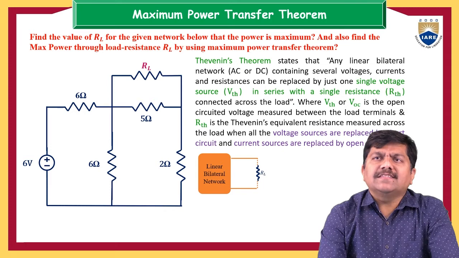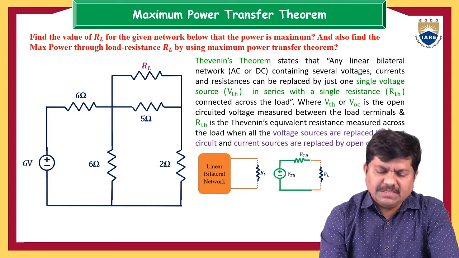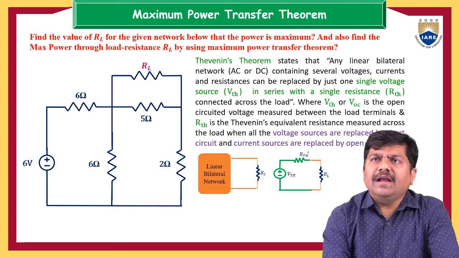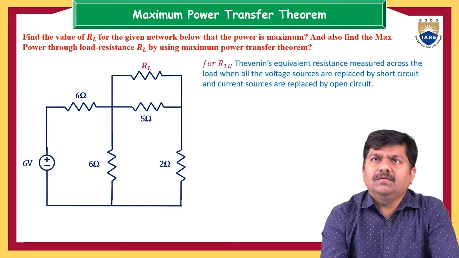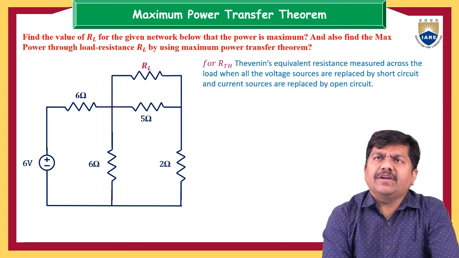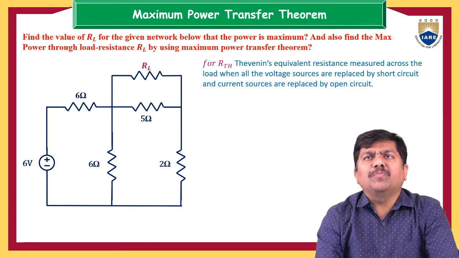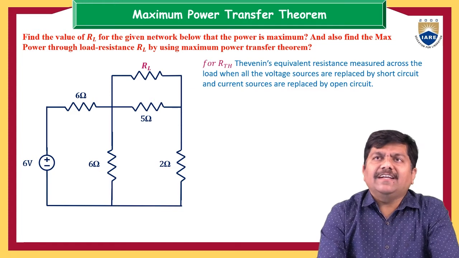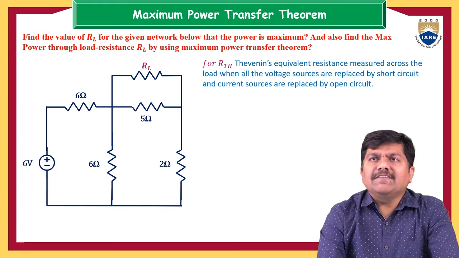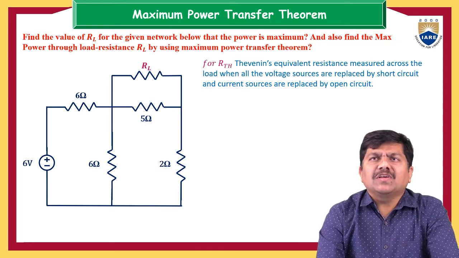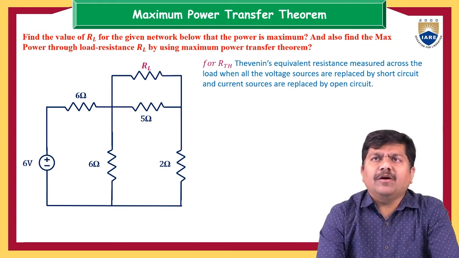So finally this type of circuit can be equivalently represented by means of a voltage source VTH and RTH, and in series with this RTH you can see some load resistance. So how can we calculate this RTH? Of course, we have discussed many times the method to calculate the open circuited voltage or Thevenin's voltage and the Thevenin's equivalent resistance in my previous videos. Once again I am presenting this explanation for better understanding.